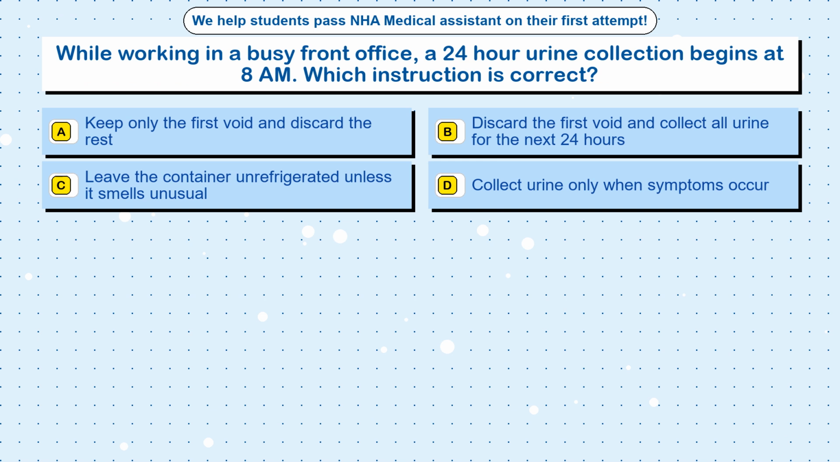Question 16. While working in a busy front office, a 24-hour urine collection begins at 8 a.m. Which instruction is correct? Option A, keep only the first void and discard the rest. Option B, discard the first void and collect all urine for the next 24 hours. Option C, leave the container unrefrigerated unless it smells unusual. Option D, collect urine only when symptoms occur.